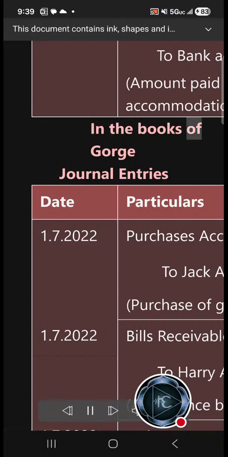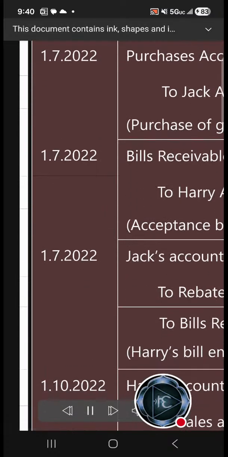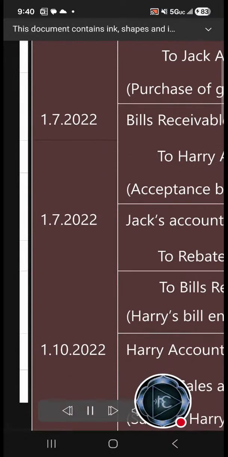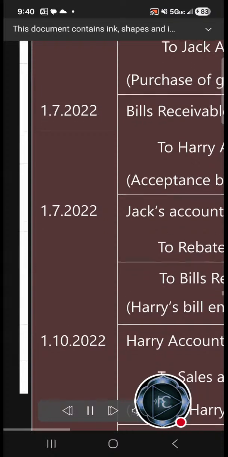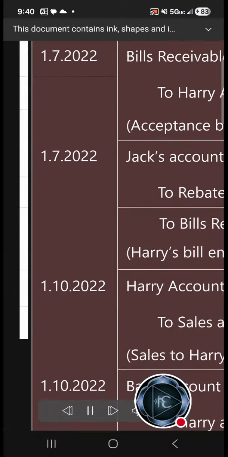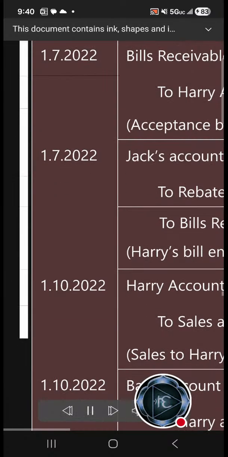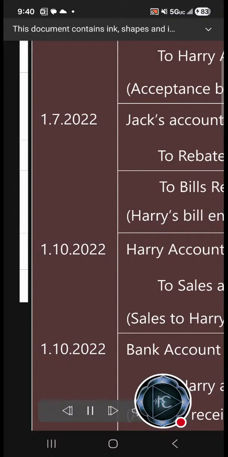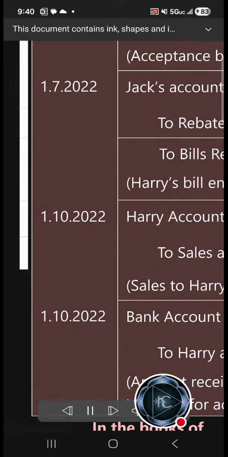20,000. In the books of Gorge, journal entries. Date, particulars. Purchases account Dr. 181,000 To Jack account 181,000. Purchase of goods from Jack. Bills receivable account Dr. 180,000 To Harry account 180,000. Acceptance by Harry of bill drawn on him.